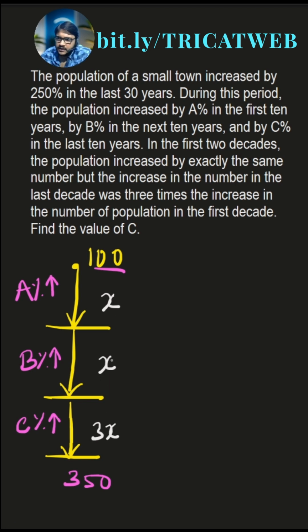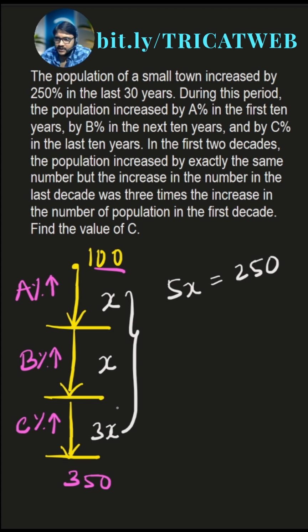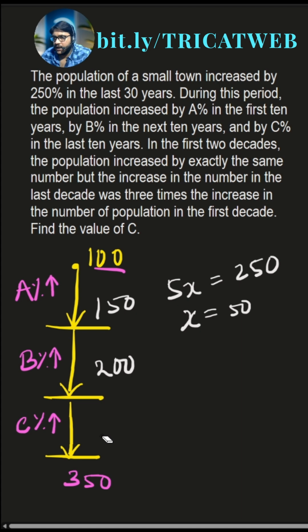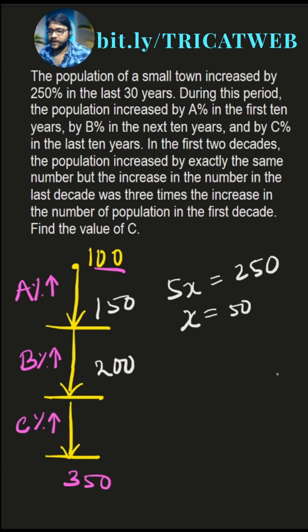If you see, this is 3 and 4 and 5. So 5x will be equal to 250, because in all, from 100 to 350, this increment x, x and 3x is 250. So x will correspond to 50. That means this is going to be 150. Over here it is 200, and over here it is going to be 3 times of that, that is 350.